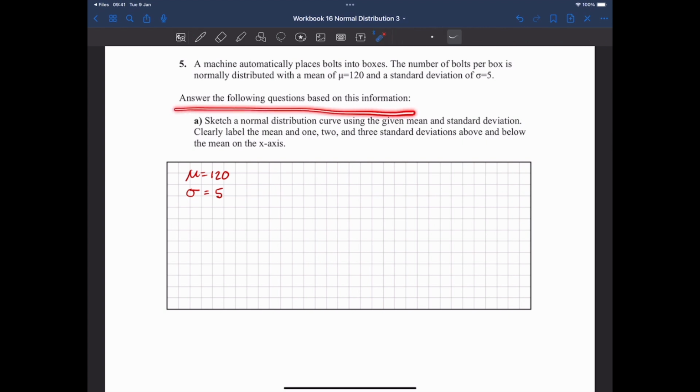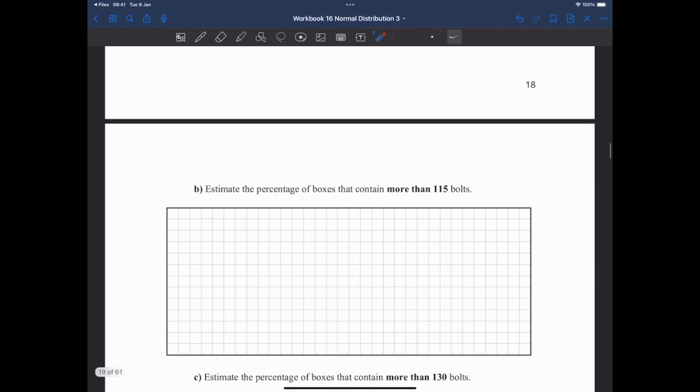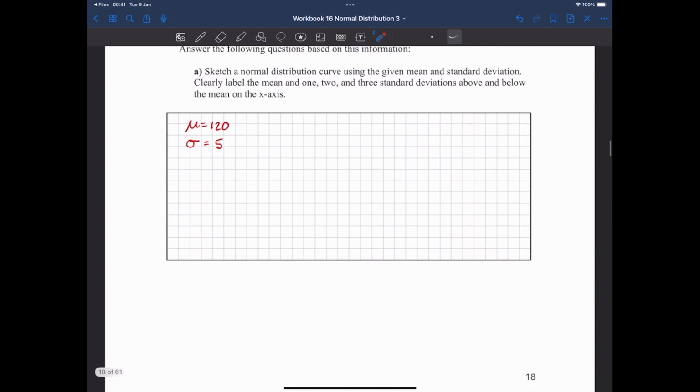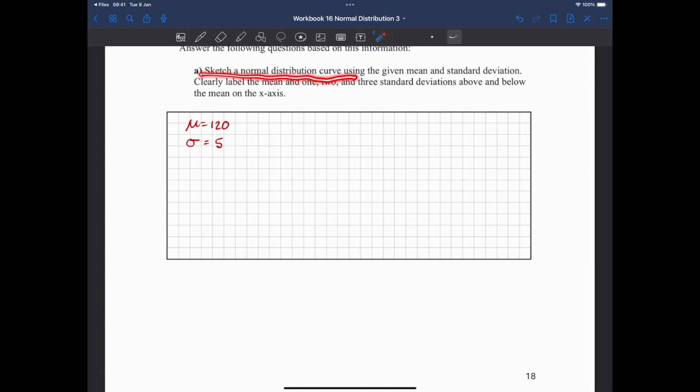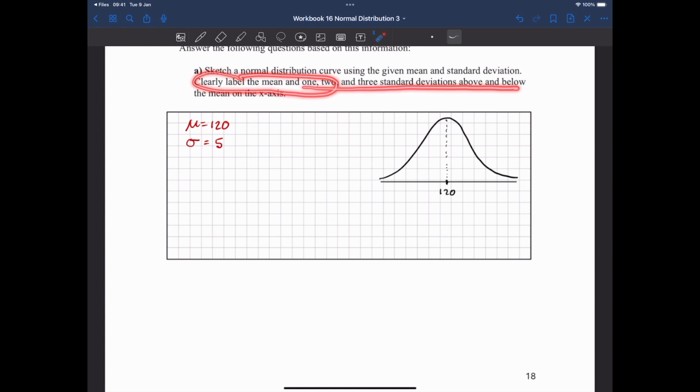Now it says best answer these questions below, and we've got A, B, C, and so forth. So we'll start with A. Sketch a normal distribution curve. So that's the first thing we'll do. We'll sketch that curve. So I'm going to do a straight line across, and then we'll draw a bell curve, like so. Now directly in the middle of this, straight down at the middle here, that's going to be the mean. And that's always going to be 120. Now we can see here, it says curve using the mean and standard deviation. And we need to clearly label the mean, 1, 2, and 3 standard deviations above and below the mean on the x-axis. This is the x-axis.